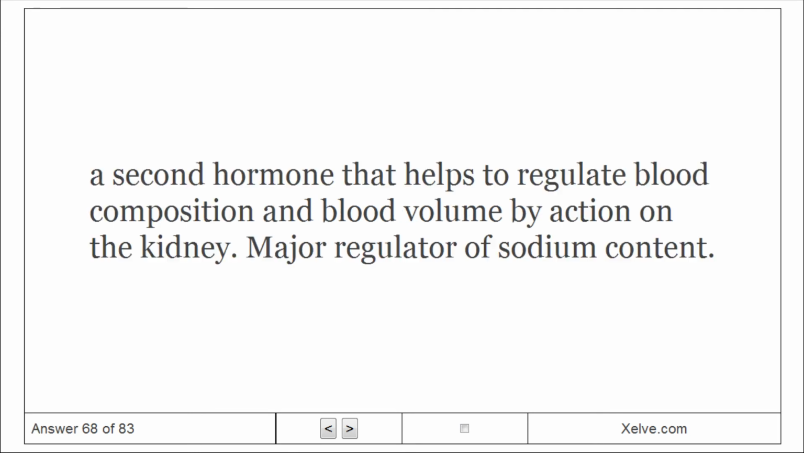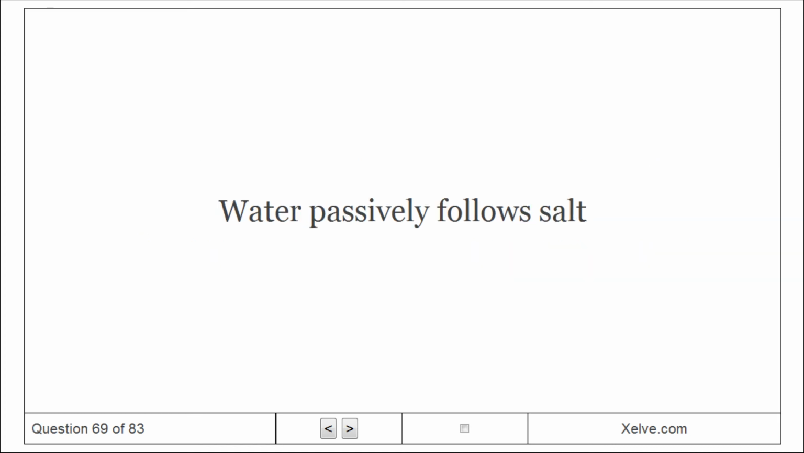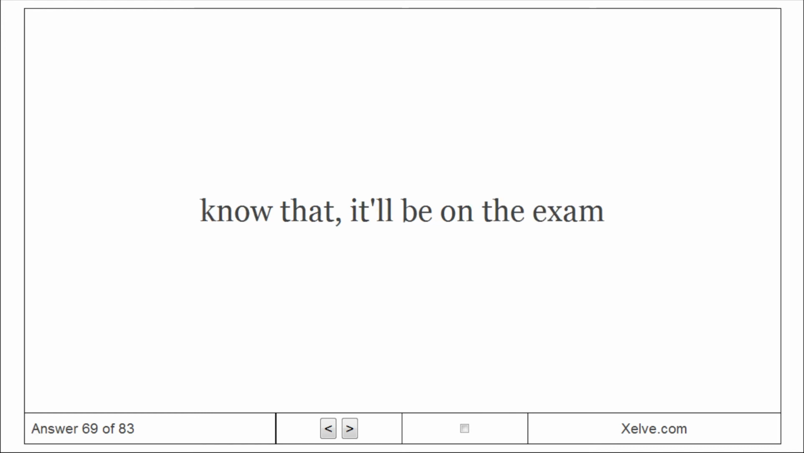Aldosterone. A second hormone that helps to regulate blood composition and blood volume by action on the kidney. Major regulator of sodium content. Water passively follows salt. Know that it'll be on the exam.